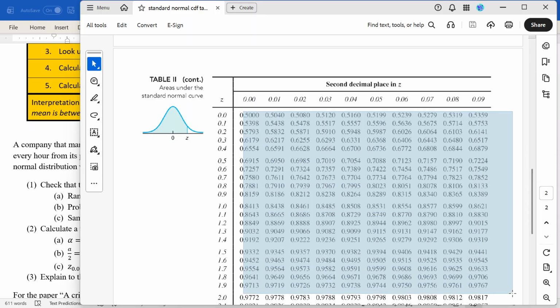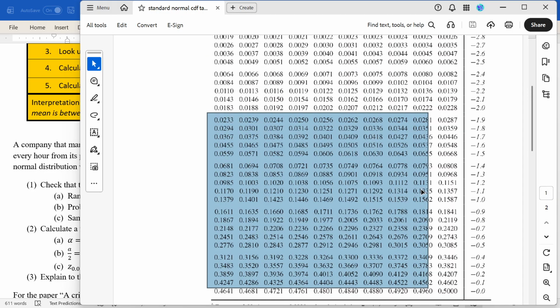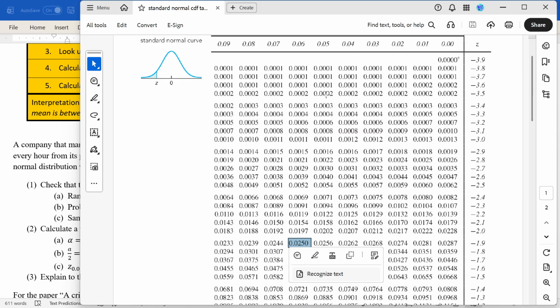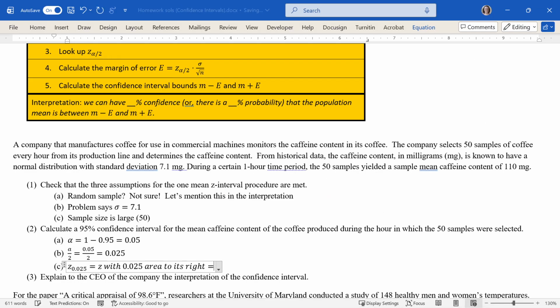So I'm looking in this part of the table for reverse lookup. I'm looking for 0.025 in here. So 0.02, oh, right there. This might be the only one that actually appears in the table and it's not between 2. So negative 1.96. But remember, this is the one that has that area to its left. So using the fact that the normal curve is symmetrical from left to right, the z that has that area to its right will be positive 1.96. Okay, so this is going to be 1.96.